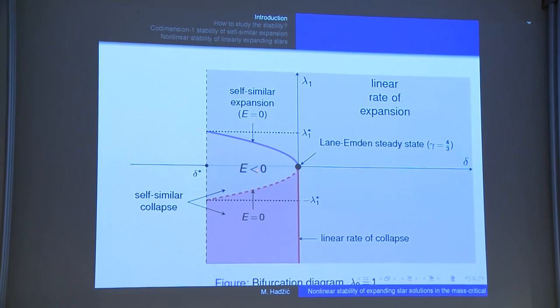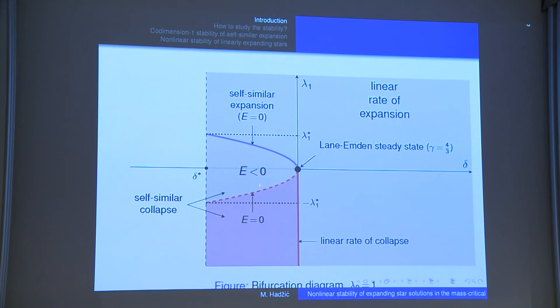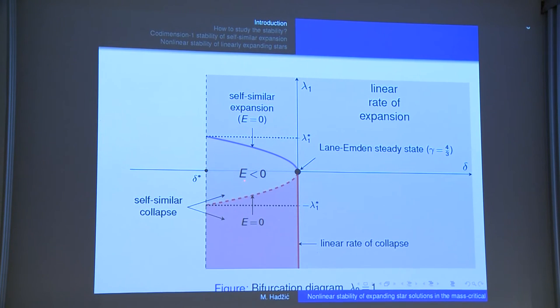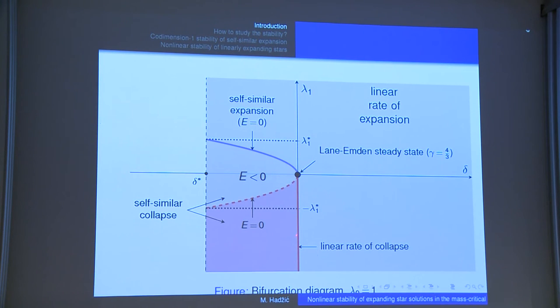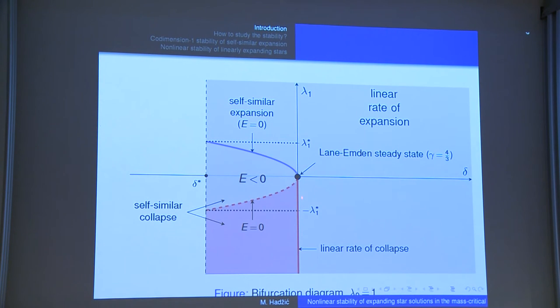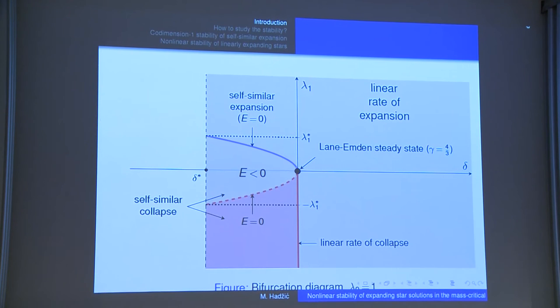And then you have the collapsing. As you can see, most of the collapsing solutions in this range here exhibit self-similar collapse. And then there is this lower dimensional line where the collapse in fact happens at a linear rate. So this is the structure of this two-dimensional parameter space.